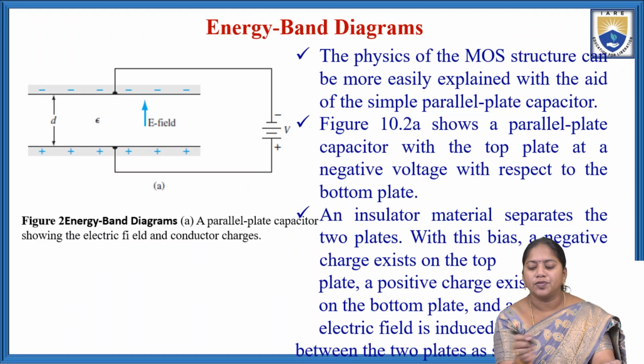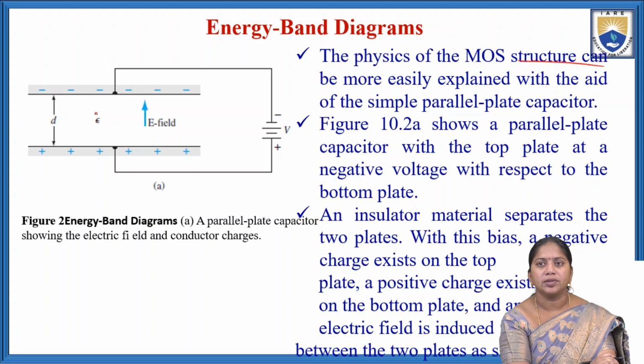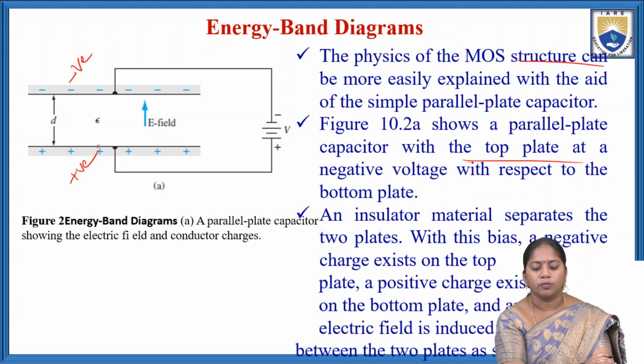The physics of the MOS structure can be more easily explained with the aid of the simple parallel plate capacitor. So this is the parallel plate capacitor. The figure shows a parallel plate capacitor with the top plate at a negative voltage with respect to the bottom plate. So here two plates are there. The top plate is negative and the bottom plate is positive.